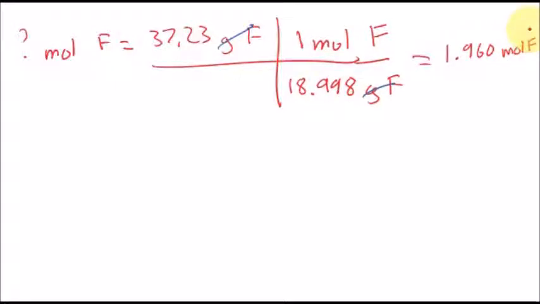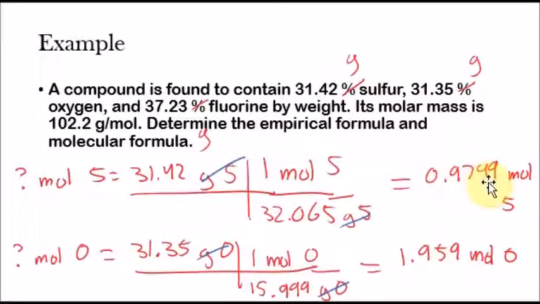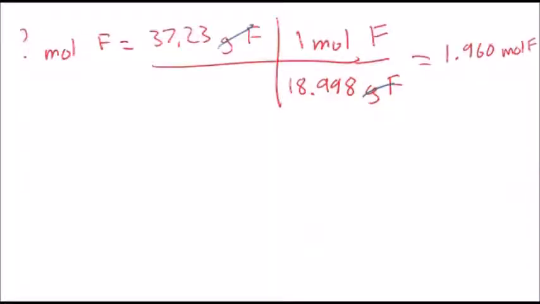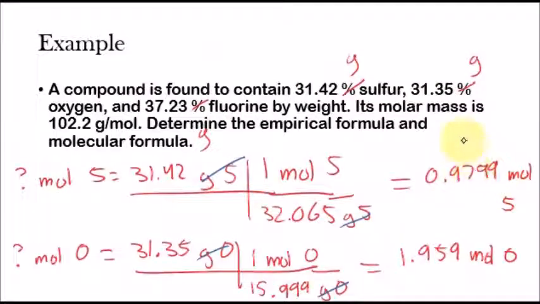Alright, great. Now we can go ahead and divide by the lowest number of moles. We have 0.9799. We have 1.959, and we have 1.960. So we're going to have to divide by the smallest number here, which is 0.9799. So divide this by 0.9799, and you will get 1.